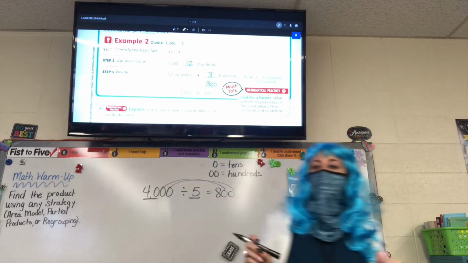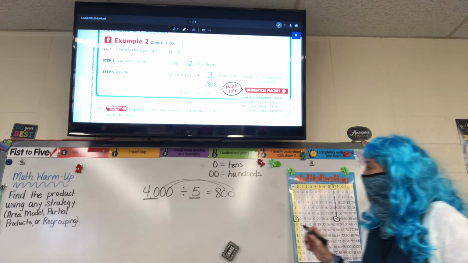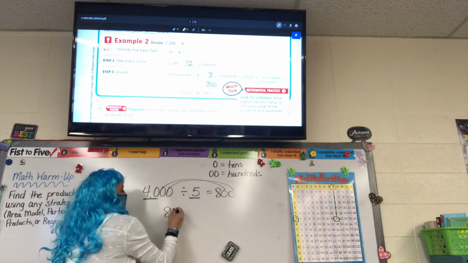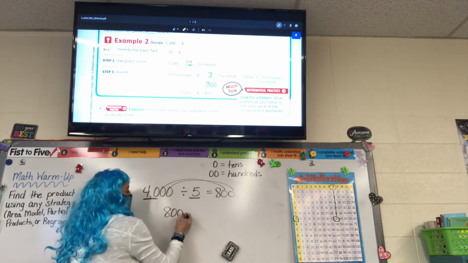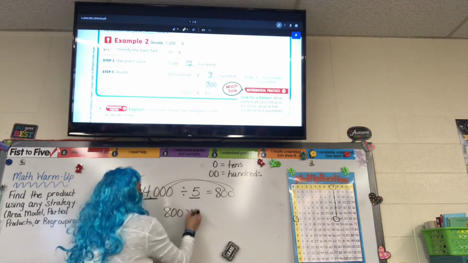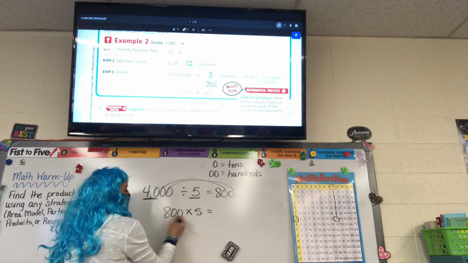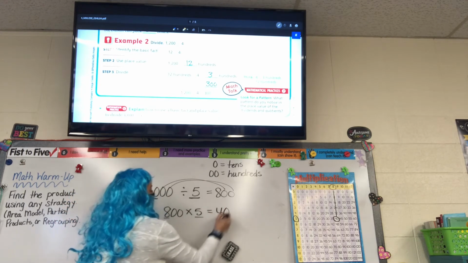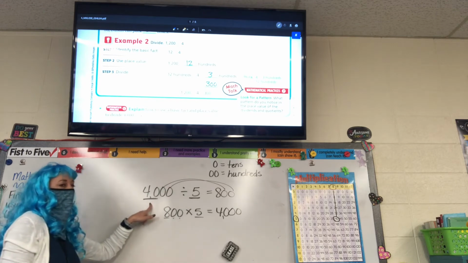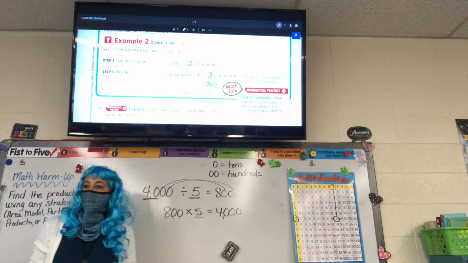Ella, how can we check that? 8 times 5, and then 5 times 8, that equals 40, then add 2 zeros. Okay, so we're doing 800 by 5, right? Multiplying 800 by 5. 8 times 5, like Ella said, is 40, and then she said we bring over 2 zeros. Is that what we started with? So it's 800, right? Yes.